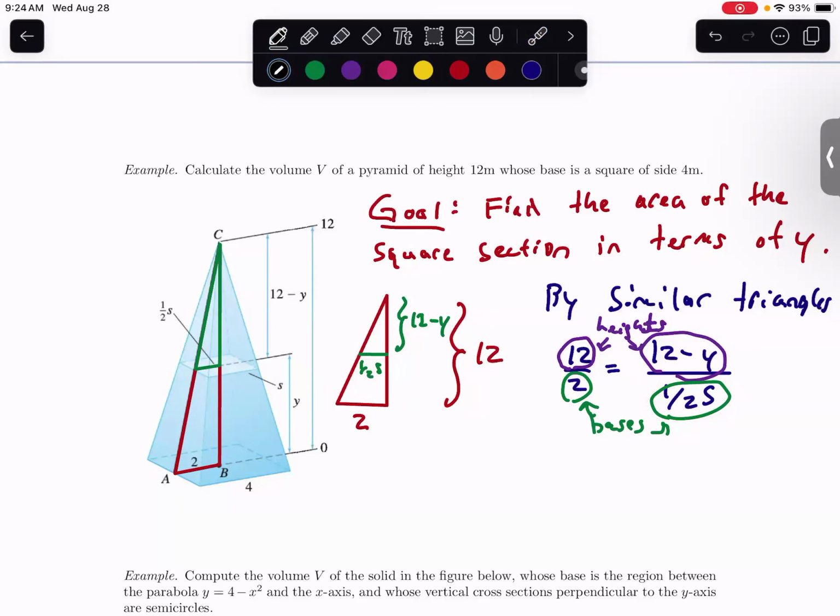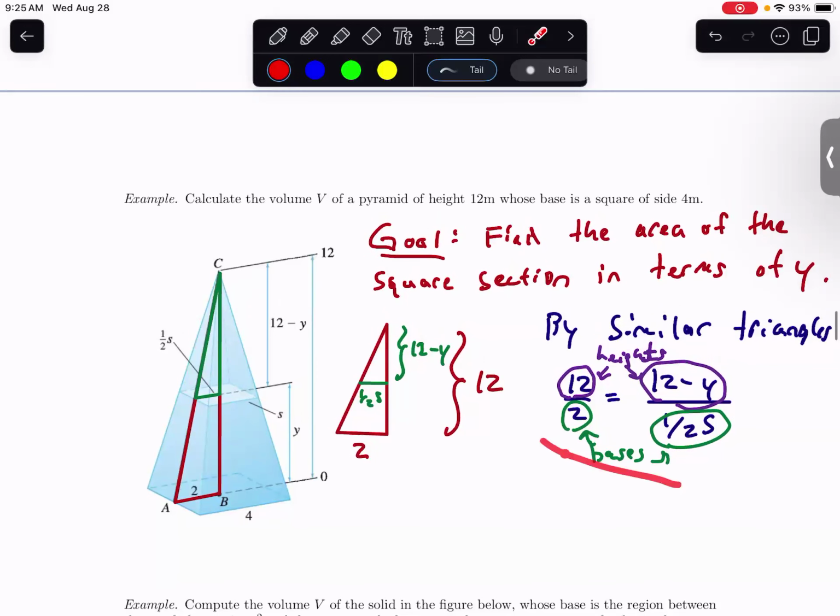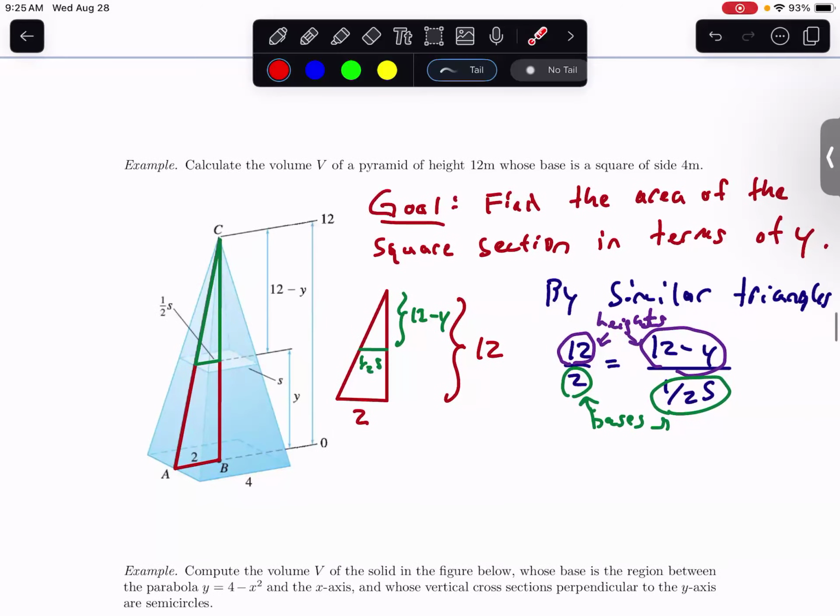Before I go on, does anyone have any questions about how I got this equation? Like where this comes from? It's the similar triangle stuff that usually shows up in Calc 1 when you're doing optimization problems.